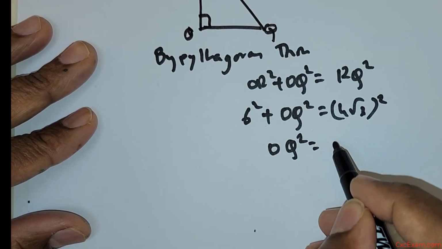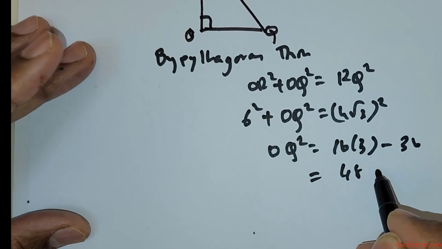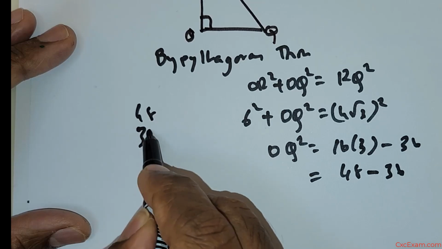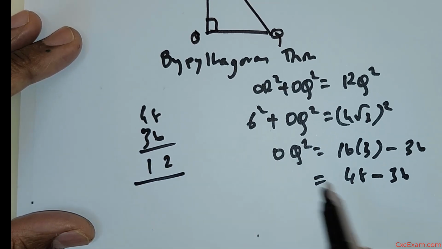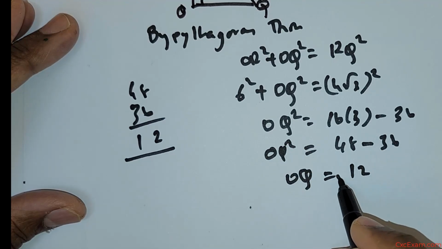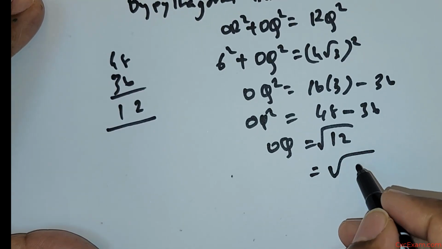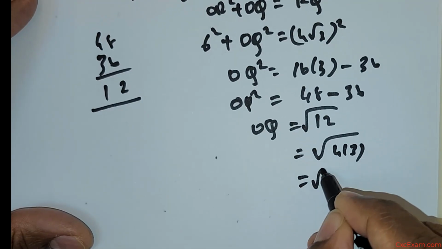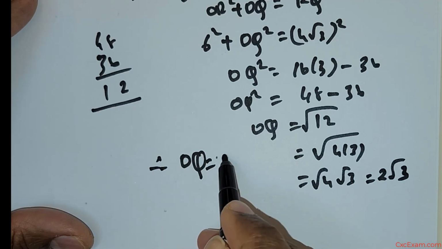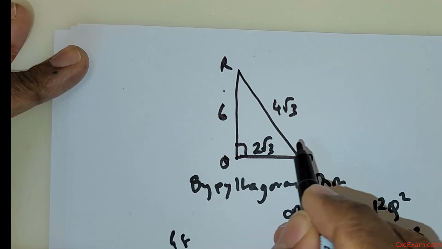So OQ squared is equal to 16 times 3 minus 36. This is 48 and this is 36. From 48 you take away 36, you get 12. So OQ squared is 12, and OQ is the root of 12. I can write 12 as 4 times 3, which is root of 4 times root of 3, which is 2 times the root of 3. So therefore OQ is 2 times the root of 3.